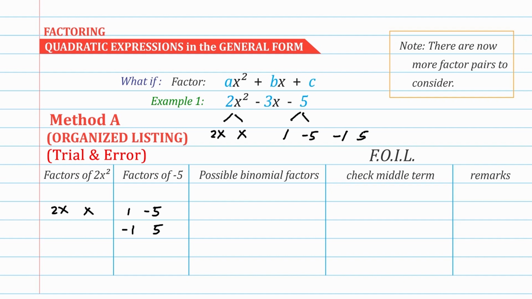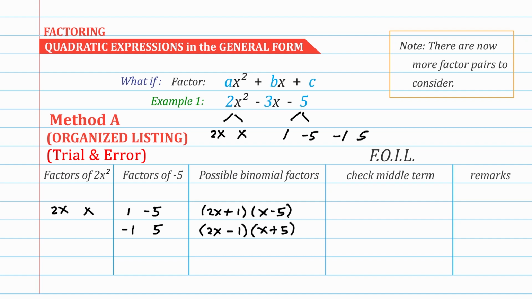Now, since these are the possibilities, we can also write all the possible binomial factors of this trinomial, meaning let's partner 2x and x here with both factor pairs in this column. So doing that, we have 2x plus 1, we partner the 2x with 1, times we partner the x with minus 5. So that's one possibility that we should check later. Another possibility is to partner 2x this time with this next pair, so 2x minus 1, and then x plus 5.